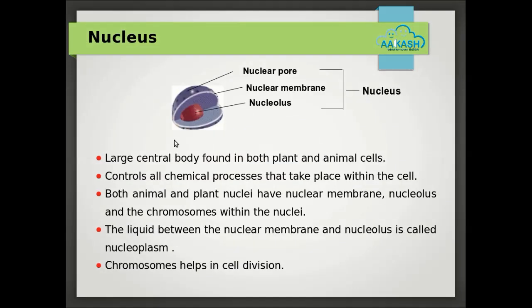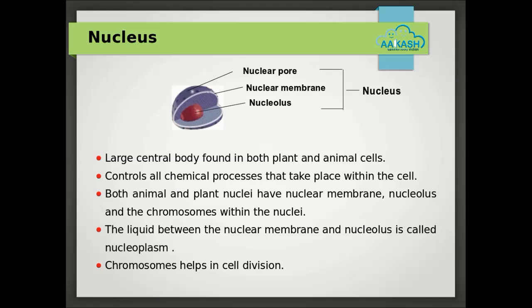Nucleus. All eukaryotic cells have a central large nucleus. A double-layered nuclear membrane encloses the nucleus. Nuclear pores embedded within the nuclear membrane help in transportation of materials from inside the nucleus to outside in cytosol. Nucleoplasm is the viscous liquid present inside the nucleus between nuclear membrane and nucleolus. Nucleoplasm contains round-shaped nucleolus and chromatin.